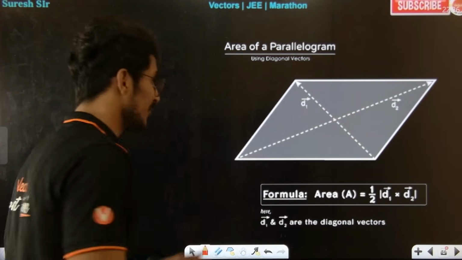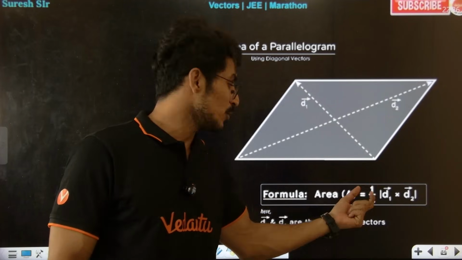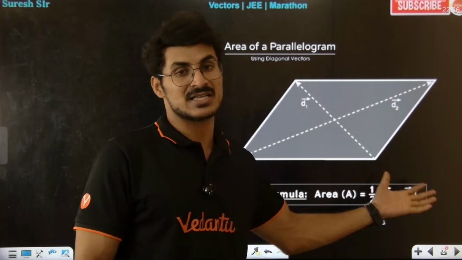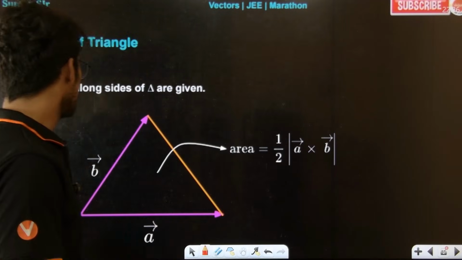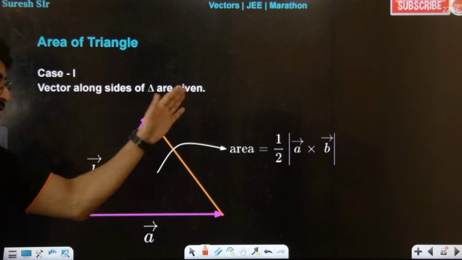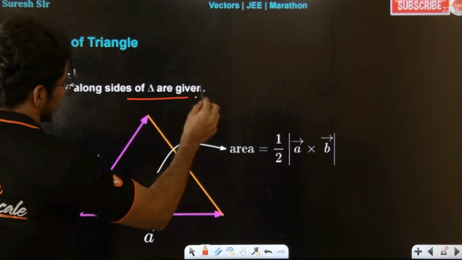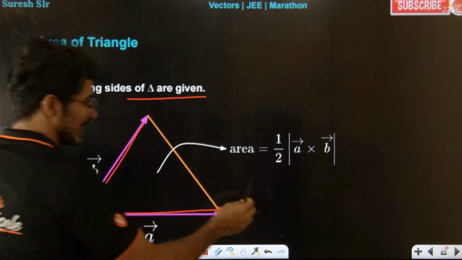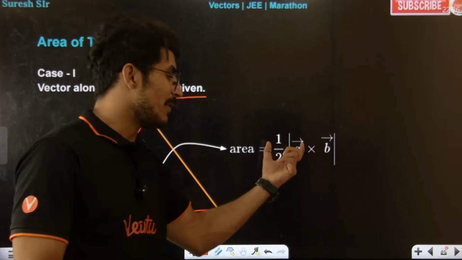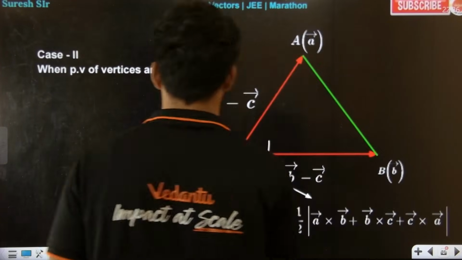Now the area of the parallelogram when the diagonals are given is half into magnitude of D1 cross D2. You already have studied this, very important. And now see, vectors along the sides of a triangle. When the sides given are A vector and B vector, the area is half into magnitude of A cross B. Very simple. Remember all these formulas, very very important.